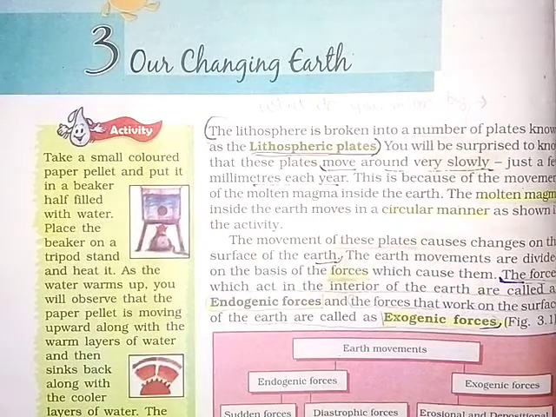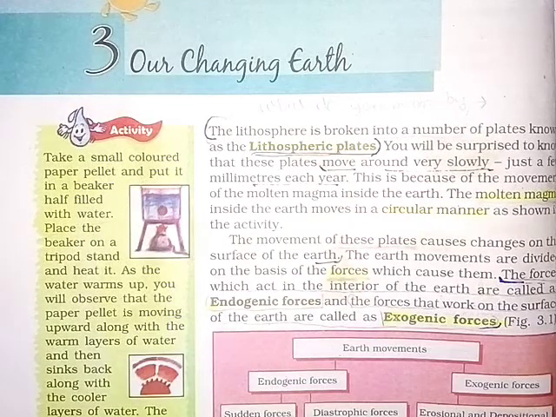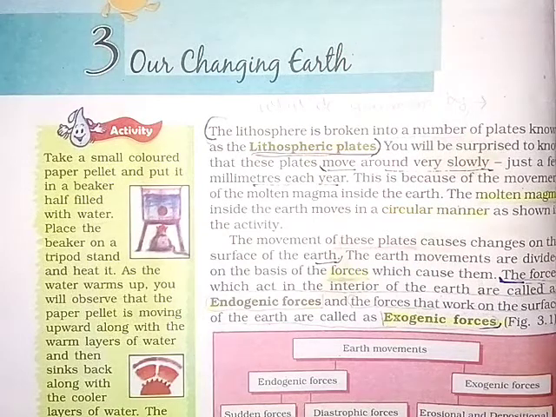The lithosphere is broken into a number of plates known as the lithospheric plates. You will be surprised to know that these plates move around very slowly, just a few millimeters each year. This is because of the movement of the molten magma inside the earth. The molten magma inside the earth moves in a circular manner. The movement of these plates causes changes on the surface of the earth.